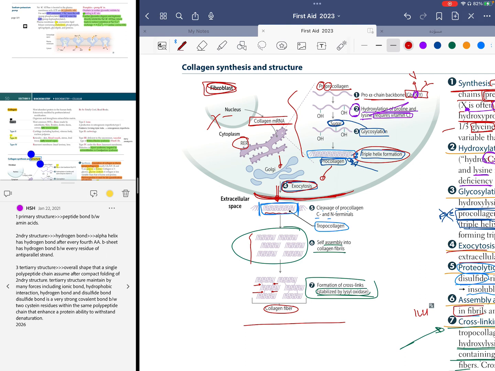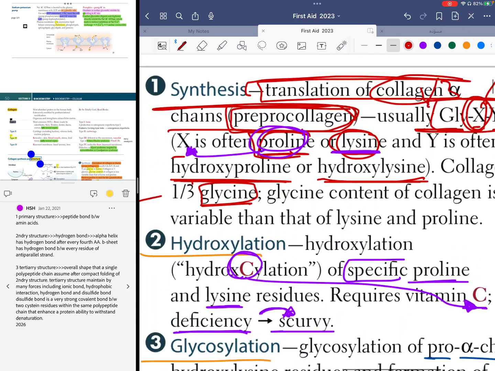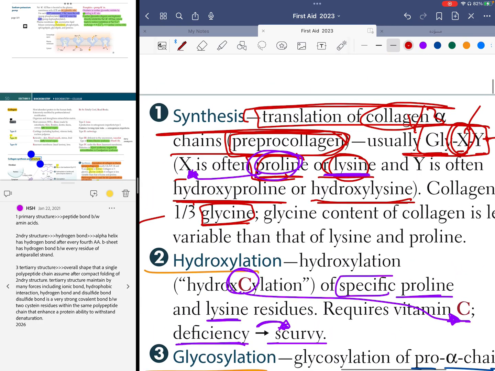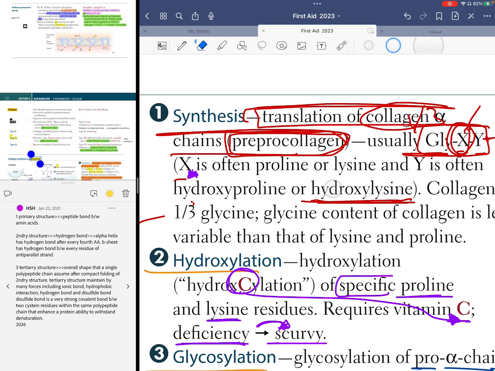The primary structure is peptide bonds between amino acids. Of course, because we said that the amino acids that we have are proline or lysine and hydroxyproline or hydroxylysine. Secondary structure is the hydrogen bond. The alpha helix has a hydrogen bond after every fourth amino acid. The beta sheet has hydrogen bonds between every residue of antiparallel strands. Okay, so it makes sense.